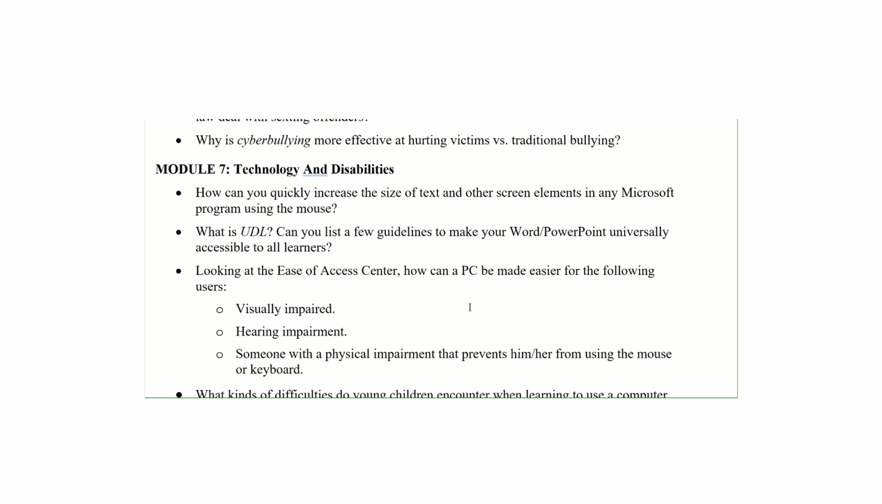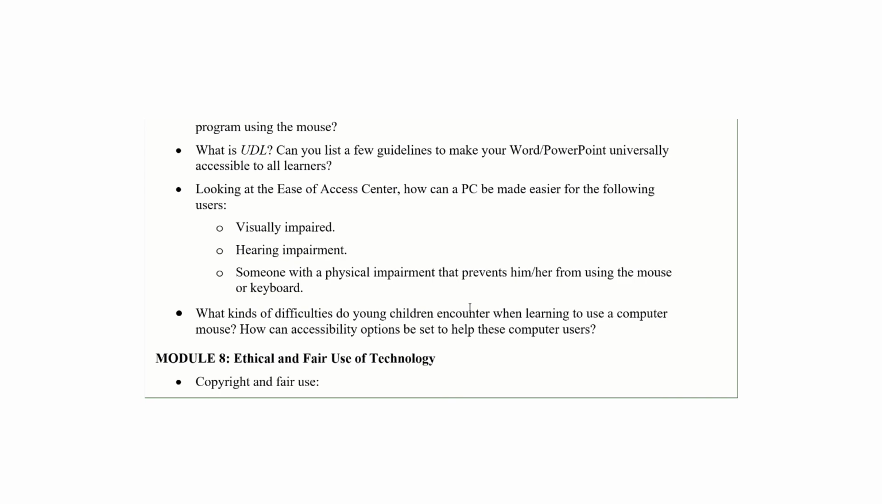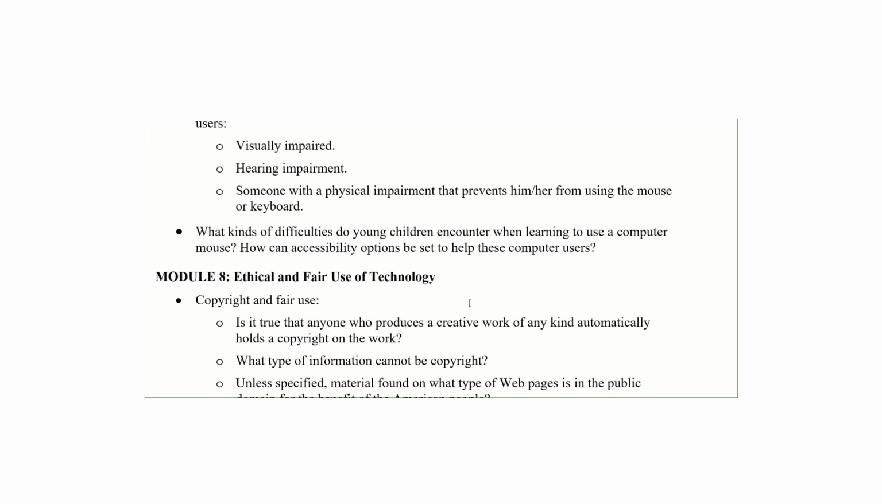So we looked at how we could quickly increase the size of text. You hold the control key and spin the wheel of the mouse. We looked at universal design for learning, their guidelines. We looked at the PC-based Ease of Access Center, how we can make a PC more accessible to users. And then we said that young students encounter different difficulties when they're using a computer mouse.